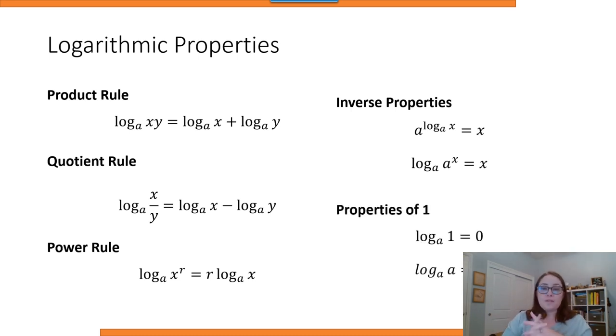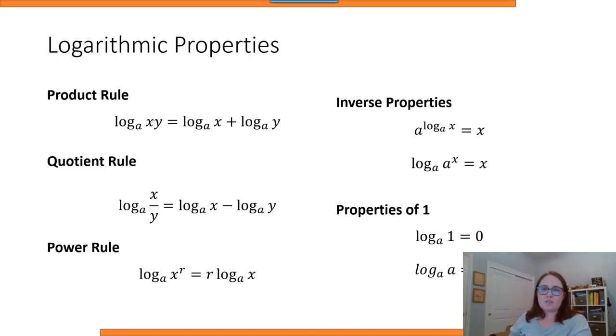Some properties of 1 that are helpful: always remember the log of 1 is equal to 0, and the log base a of a is always equal to 1. And that one makes sense because if I were to translate this into an exponential, it's a to the first equals a, which makes sense.